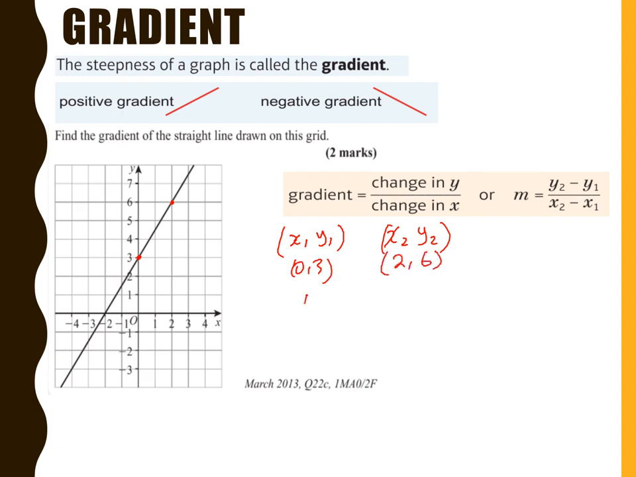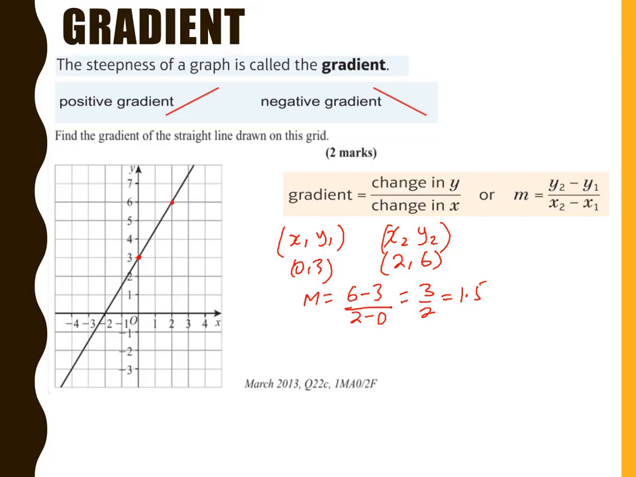So this method tells me that I have to do y2 minus y1, 6 minus 3, over 2 minus 0, which gives me 3 over 2, which gives me 1.5, okay? So this is the formula. I can also do something else.